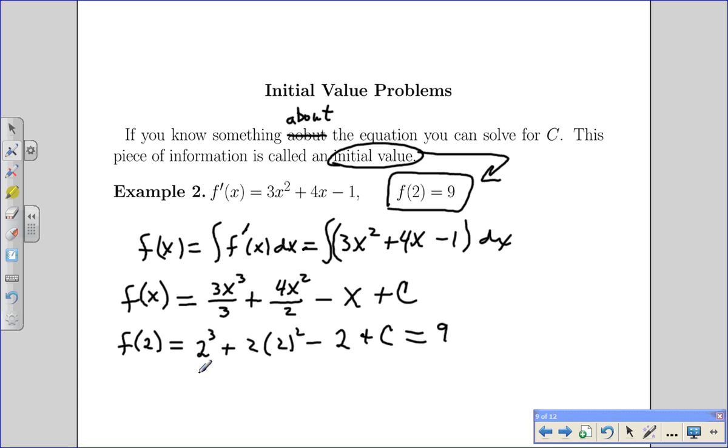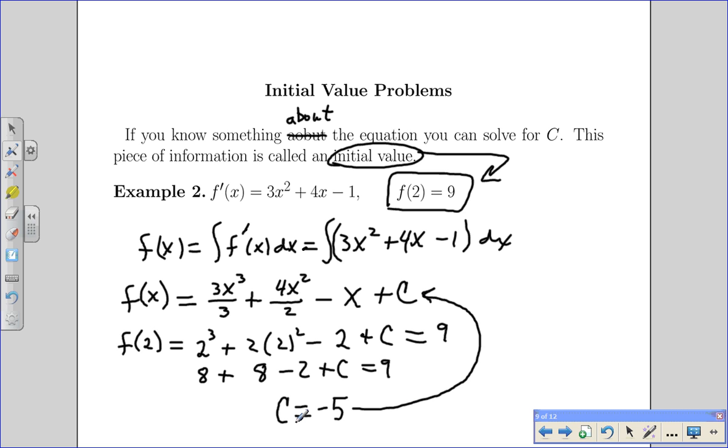And so that's 8 plus 8 minus 2 plus c equals 9. And c must be equal to negative 5. So you can take that c, and you can put it back up here in that f of x.